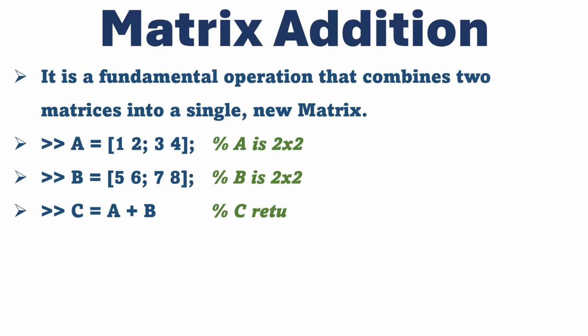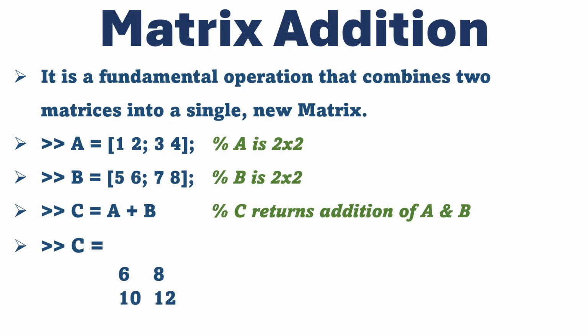If I add the matrices A plus B and want to see what C returns with the addition of A and B, here is the result. I'm going to get 6, 8, and 10, 12. Very simple: 1 plus 5 is 6, 2 plus 6 is 8, 3 plus 7 is 10, and 4 plus 8 is 12. This is how the addition works.